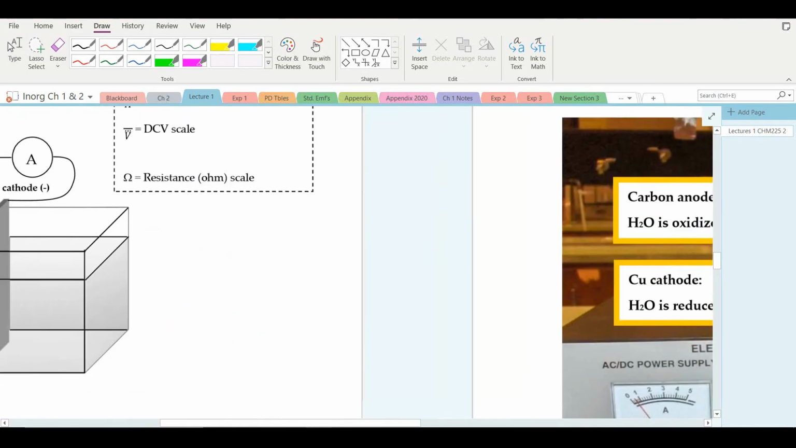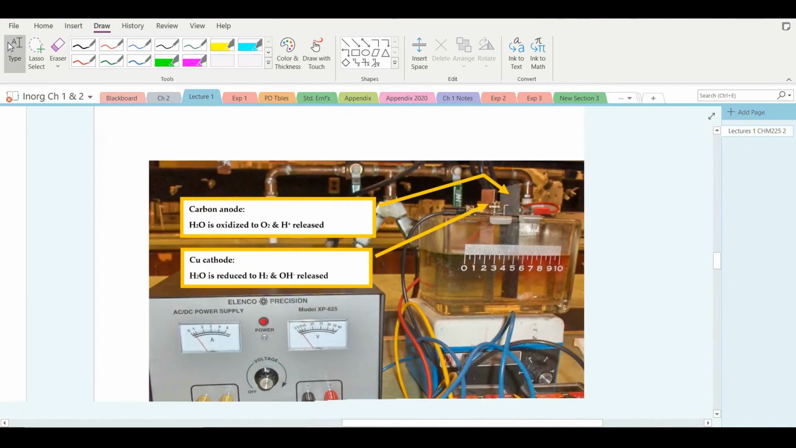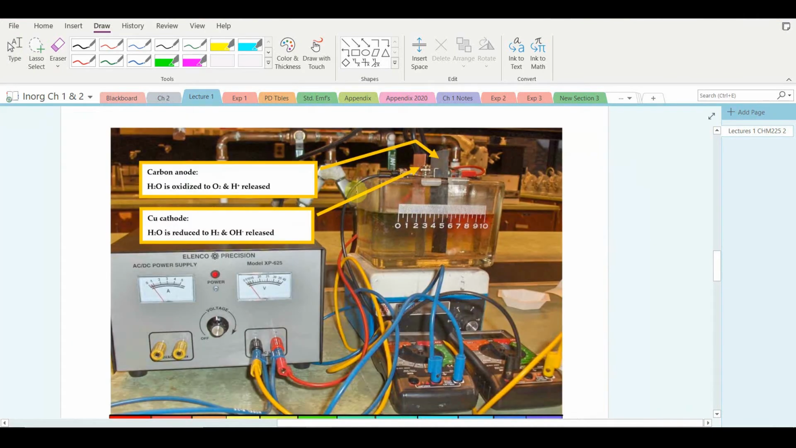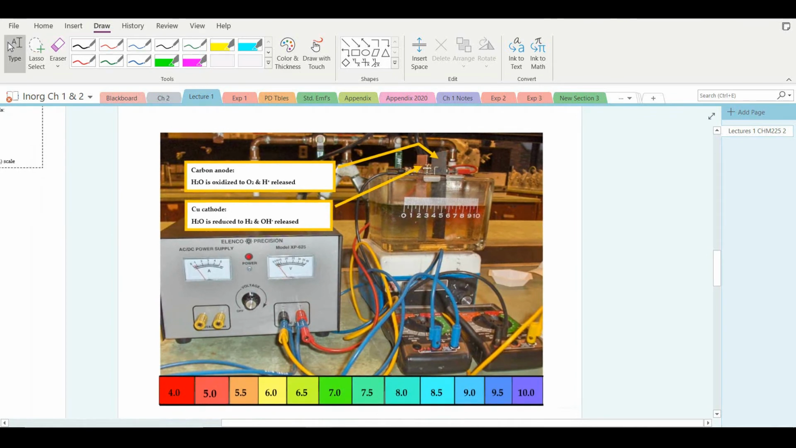All right, so here's the setup we're going to do. This is what it'll look like in real life. Let me talk about it a little bit here. So we have a tank, a glass tank, and we have some distilled water, and we throw in some sodium sulfate to give it some ions so that it can carry charge. We put in some universal indicator that'll indicate pHs.